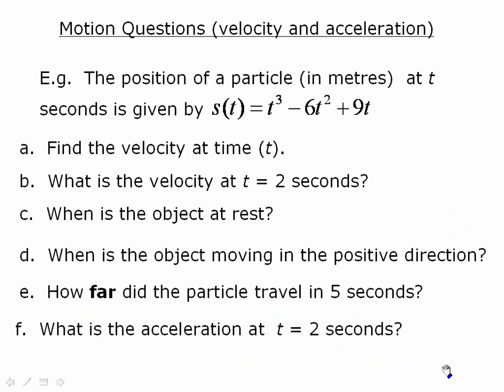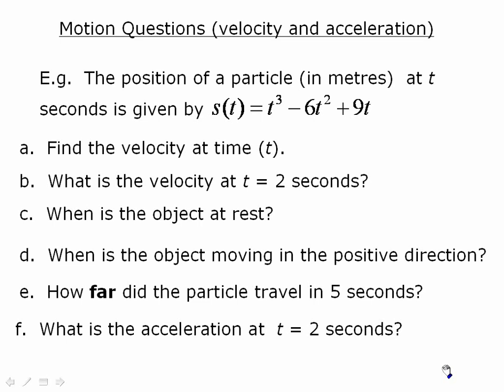Now, motion questions. We'll go back to these a bit, but go a little further with them. So I'm going to bring up all of this particular application. The position is given by this formula, so that seems straightforward enough. It's a cubic function. I didn't bother graphing it. Graphing it is helpful, though. It can certainly tell you what's happening. And we want to first find the velocity, then the velocity at a specific time, when the object is at rest, when it is moving in the positive direction, how far it traveled in 5 seconds, and then what the acceleration is.